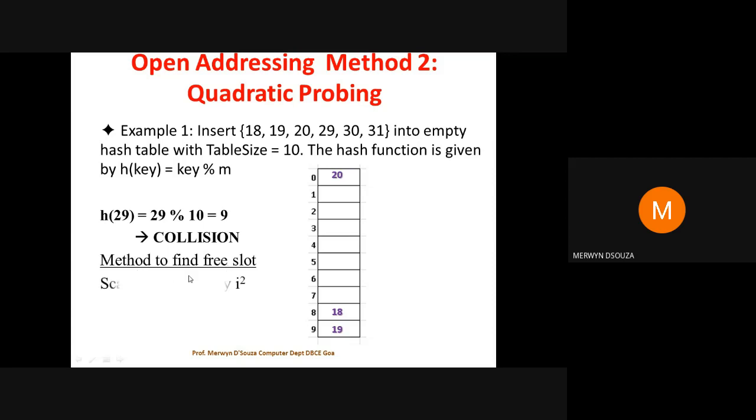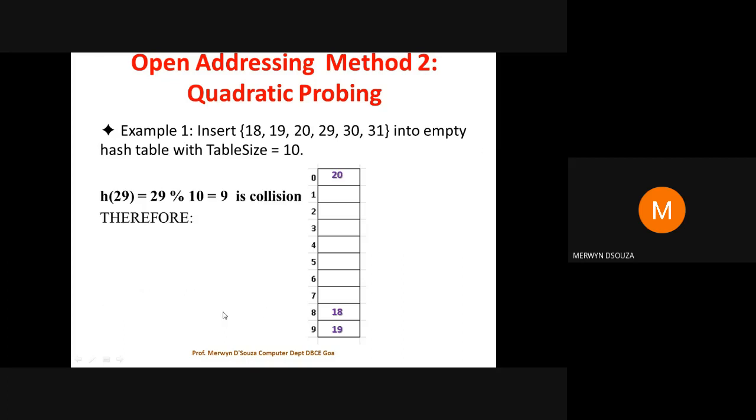So first I will scan the slots by using this I square. So to find a free slot I will use this I square. What I mean is, starting I value is 0, I try to find a free slot. If I find one, very good, otherwise I go to 1. If I find one, good, otherwise I'll go to 2, and so on. So the I value starts from 0, 1, 2, and so on till you find a free slot. Okay, so let's see how to find a free slot now for 29 using quadratic probing.